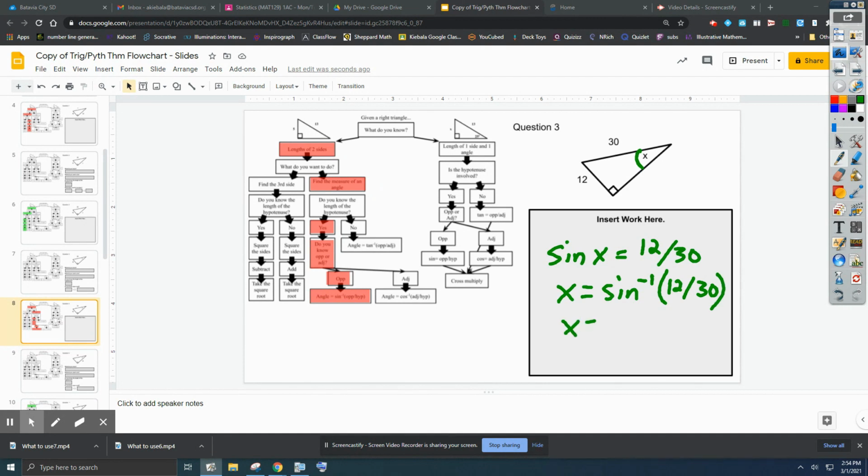And then use the calculator or whatever computing device you're using. So second sine 12 over 30. And let's round this to the nearest whole degree. I get 23.57, so right around 24 degrees would be this angle, 24 degrees.